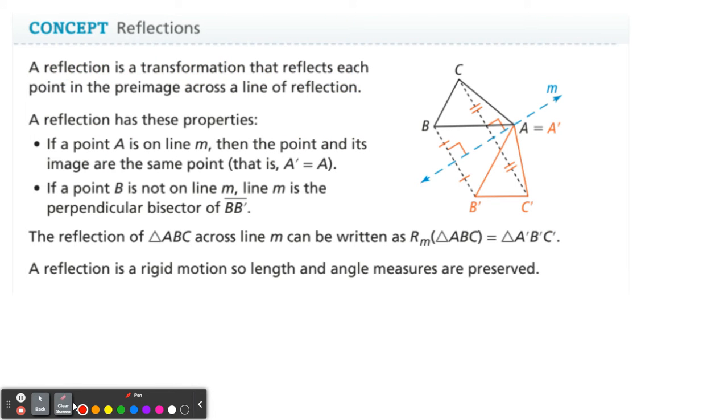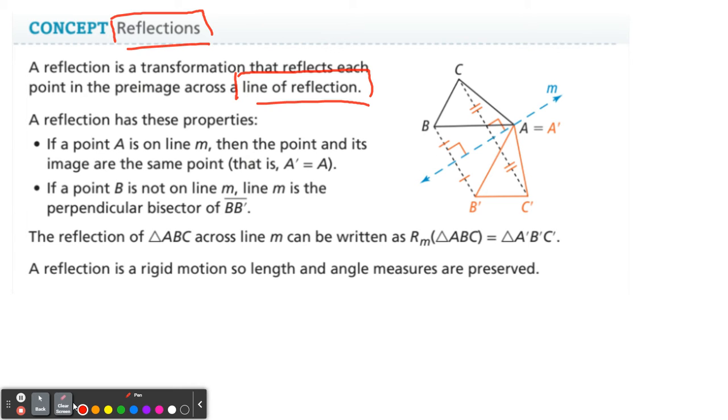Let's talk about the definition of a reflection. There are some principles to keep in mind when you do a reflection. First of all, there needs to be a line of reflection that you're reflecting across. In this case, M is the line of reflection. We're reflecting triangle ABC over it.